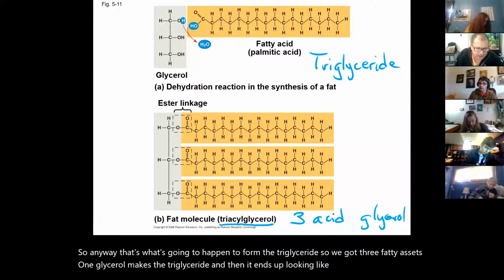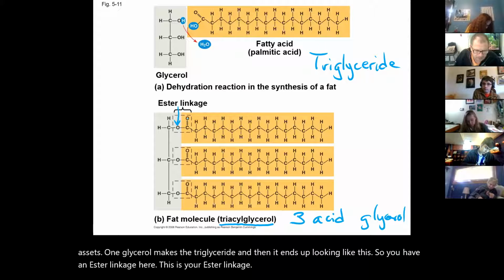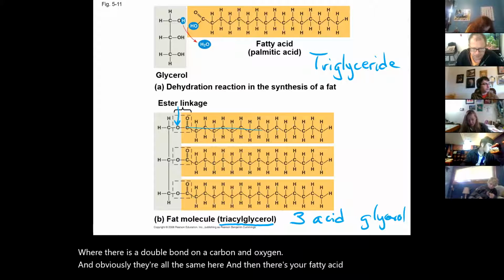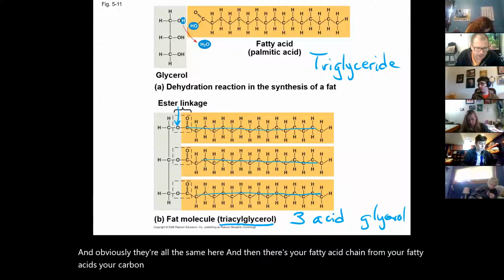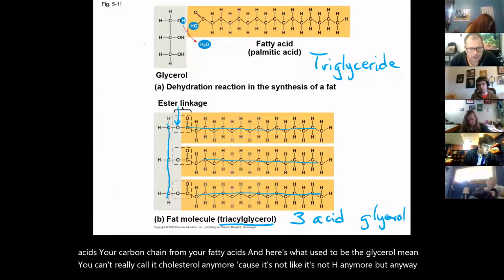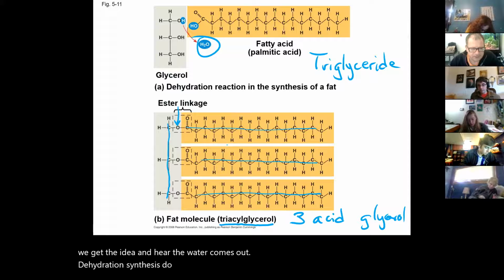So you have an ester linkage here. This is your ester linkage, where there's a double bond O on a carbon and then an oxygen. And obviously they're all the same here. And then there's your carbon chain from your fatty acids. And here's what used to be the glycerol. I mean, you can't really call it glycerol anymore because it's not OH anymore, but anyway, we get the idea. And here the water comes out, dehydration synthesis, do that 3 times and you form that.